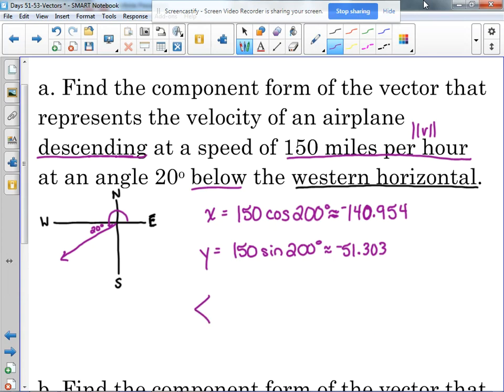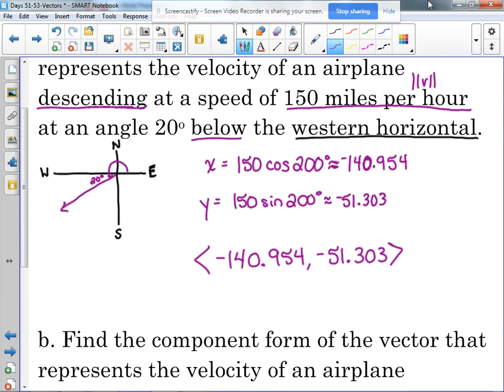So, component form, put it in the pointy brackets. And you're done. Okay, let's look at another one.